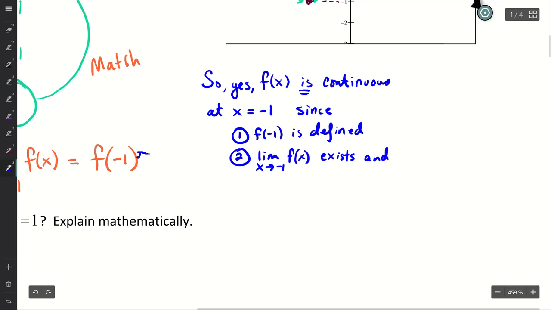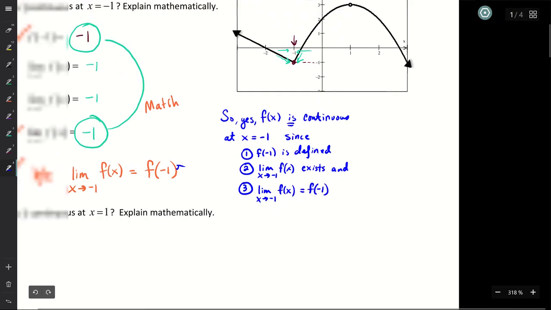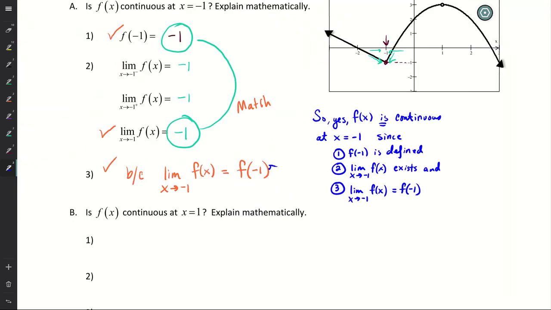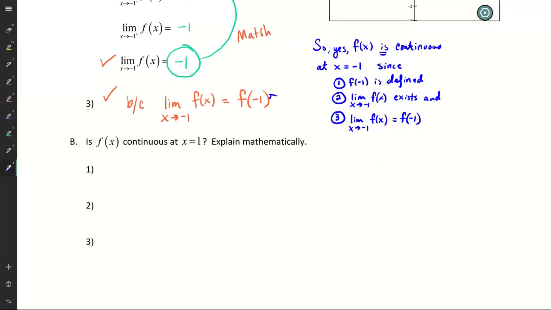And number 3, the limit as x approaches -1 of f of x actually equals the function value at -1. So all 3 pieces of that definition are met. All right, so let's look at another problem now. Same graph, but now we want to talk about continuity at x equals 1.